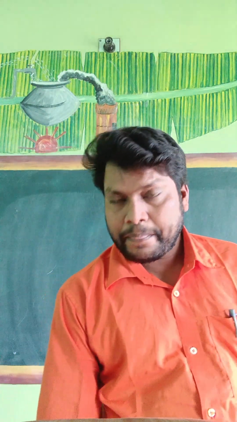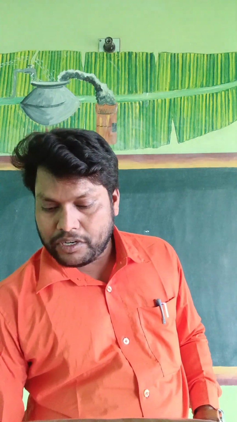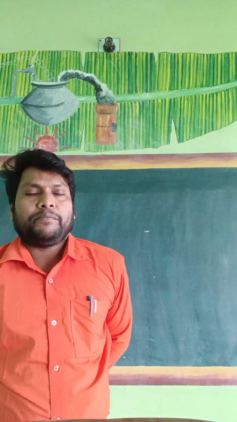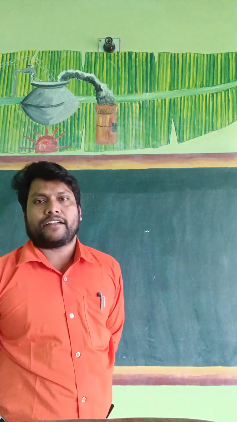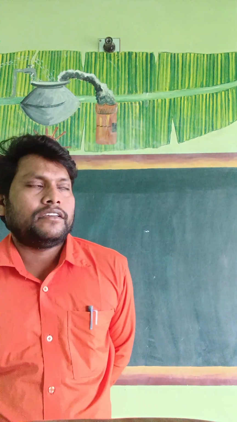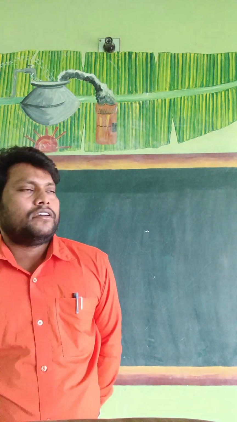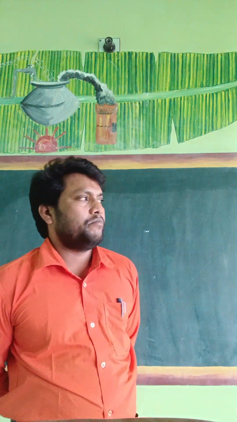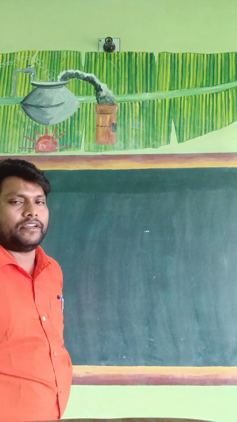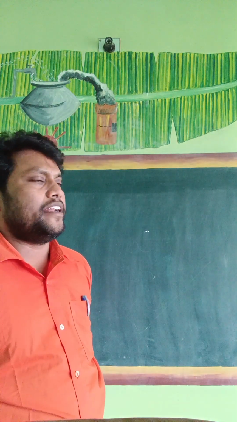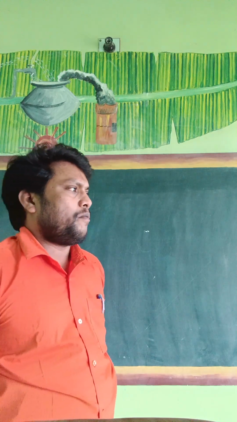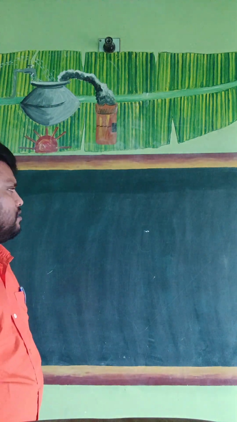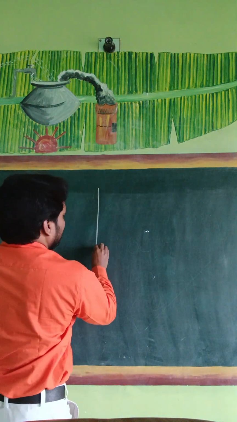Namaskar everybody. Today I will solve some special problems on the perimeter of a rectangle and square. In the previous class I discussed the perimeter and area of some geometrical figures, basically square and rectangle. But normally we have solved them in normal figures.